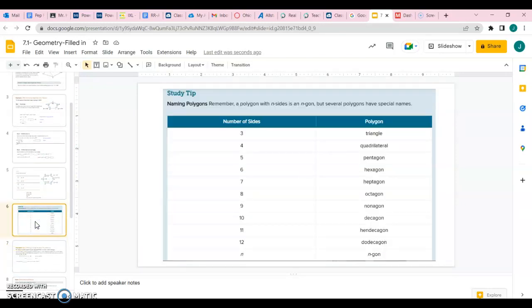Here's a little cheat sheet. So here's what all of the polygons are and how many sides they have.